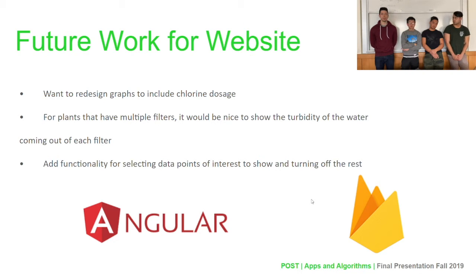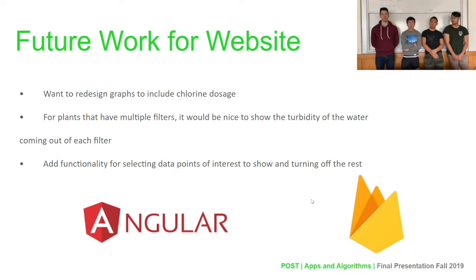Another thing we want to do is that some plants have multiple filters, so it'd be nice to show the turbidity levels at each stage, coming out at each filter, as opposed to just the first filter. This would be making the data that we show a little more specific to each plant, as opposed to just some general mode that each plant is having to fit into.